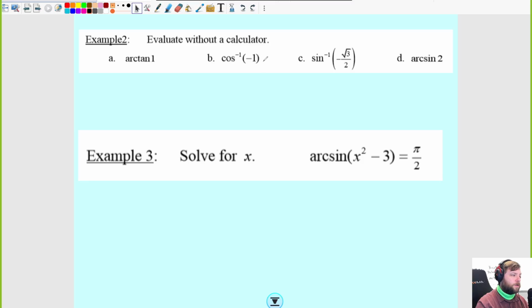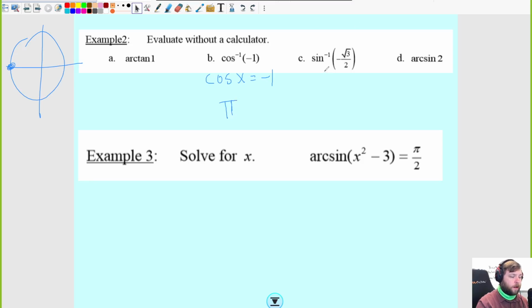When I say arc cosine of -1, what I'm really asking for is cosine of x equals -1. When does cosine equal -1? I'm going to think about it that way. And now you go to a unit circle. Cosine's the x values. It's going to equal -1 right over here on the right side. What is the angle right here? Well, that's going to be pi. My answer for B would be pi.